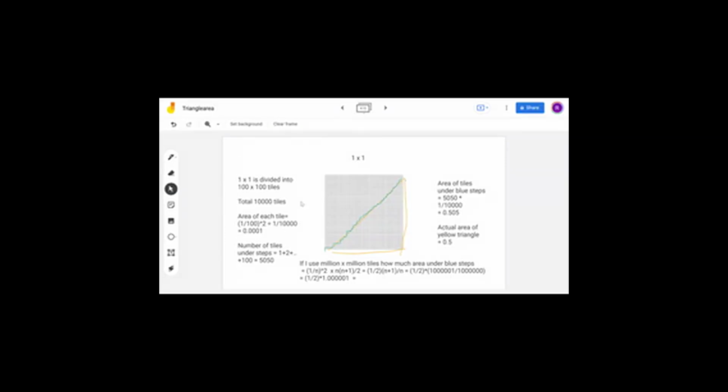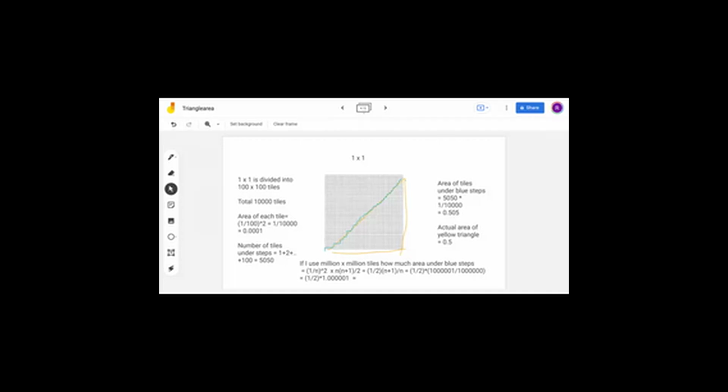Next, what were we doing last time? We tried 100 by 100 and we got this answer. And then what did we say? Let's make it even smaller. Yeah, what did we say? Does anyone remember?